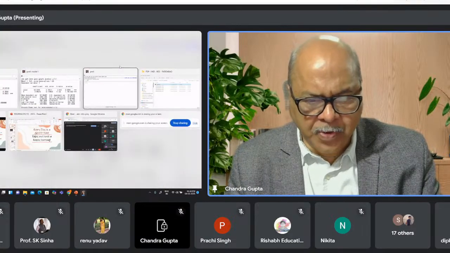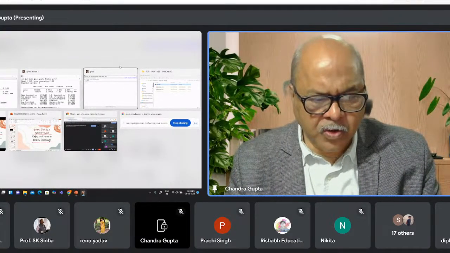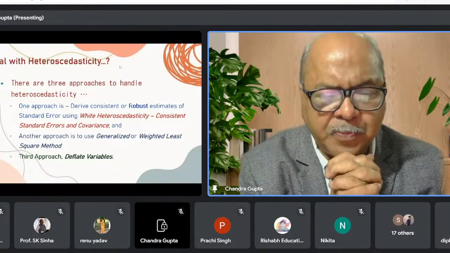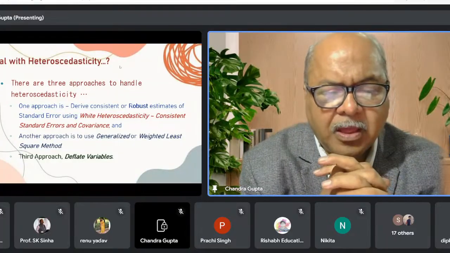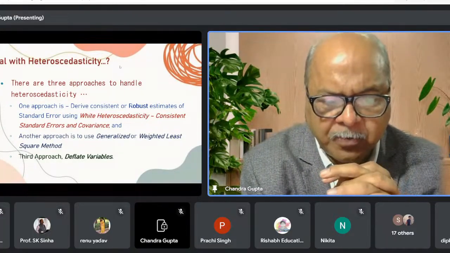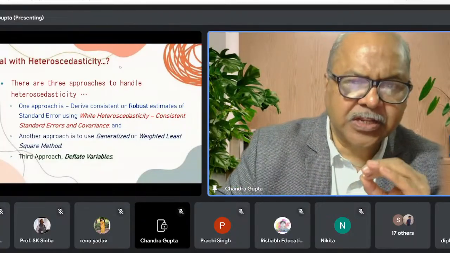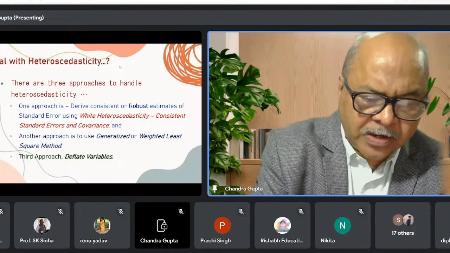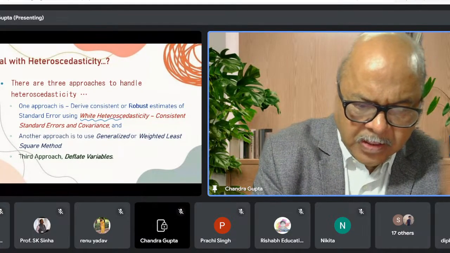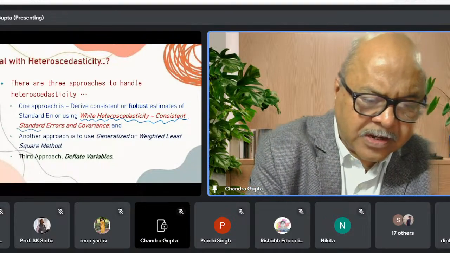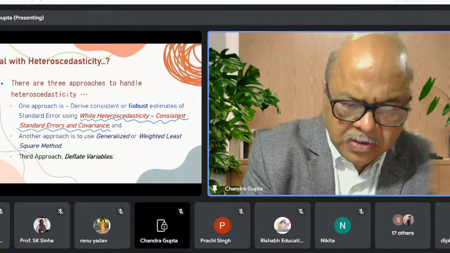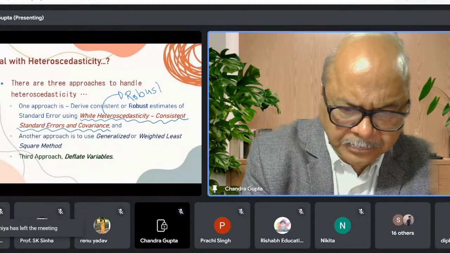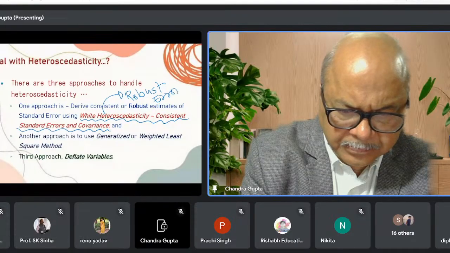So friends, I hope by making use of Gretl, you can check whether we have a heteroscedasticity problem or not. Okay, what do we do when we have heteroscedasticity? The easiest, most comfortable way is to derive what is called White heteroscedasticity consistent standard errors, or covariance. This is also called robust error.